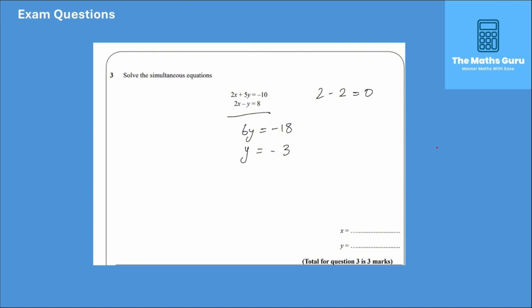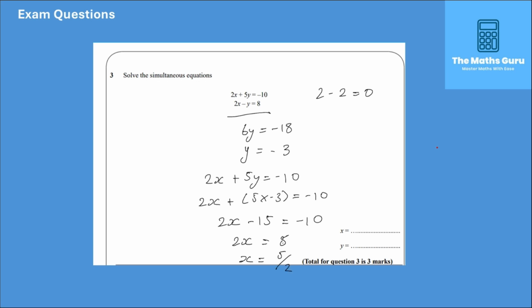Put an equation down. I'm going to pull down the first equation: 2x plus 5y equals minus 10. Plug in our known value of minus 3 for y, so 2x plus 5 times minus 3 equals minus 10. So 2x minus 15 is equal to minus 10. Now, moving the numbers onto one side, we get 2x is equal to 5. Then dividing through by 2, we get x is equal to 5 over 2. So x is equal to 5 over 2 and y is equal to minus 3.